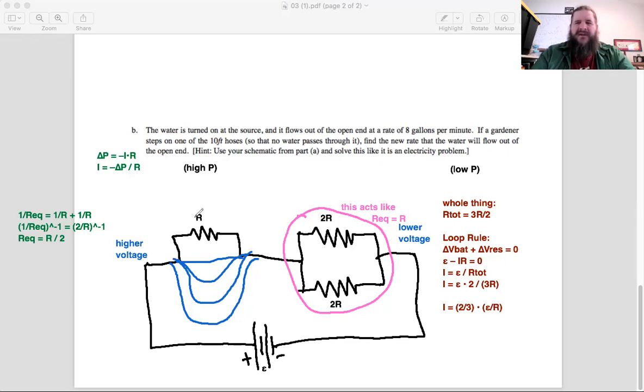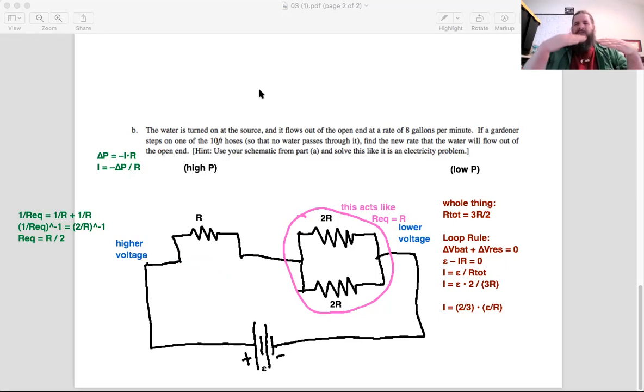Adding extra paths in parallel always makes it easier for current to flow. So removing paths, cutting off options, makes it more difficult. So every time you remove a path, you're increasing the total resistance. Now, if they were in series, chaining more resistors together in series increases the resistance. But putting more resistors together in parallel means you're adding extra paths, extra options. And that always makes it easier for current to flow.